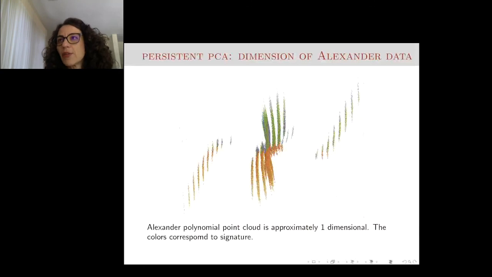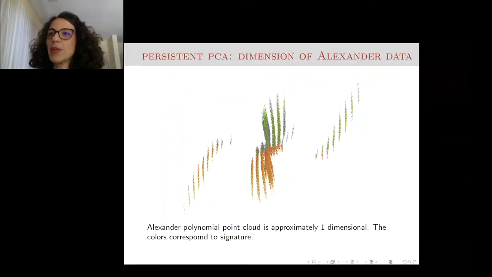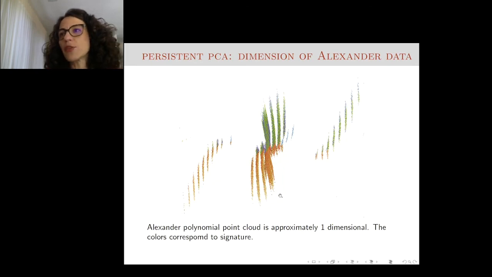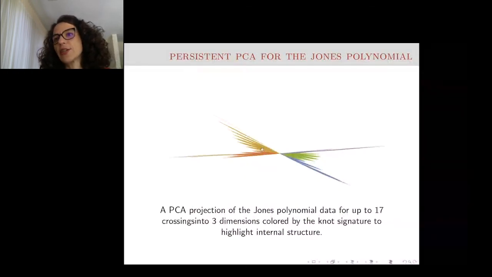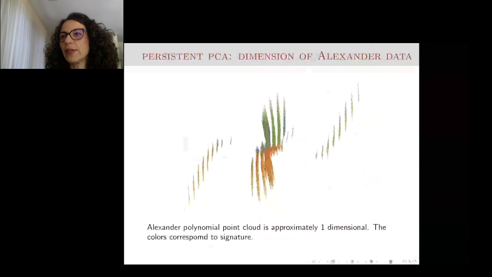Okay, we can do the same thing for the Alexander data. And again, this is the picture that we get. The takeaway here is that the Alexander point cloud is approximately one-dimensional. I'll stop here with the persistent PCA and move to the ball mapper approach. One thing I want to comment on is that here the color also comes from signature. Let's compare this with the picture that we had for the Jones polynomial, where there seem to be these flares that are monochromatic when it comes to signature, which is definitely not a pattern that we can observe for the Alexander data.